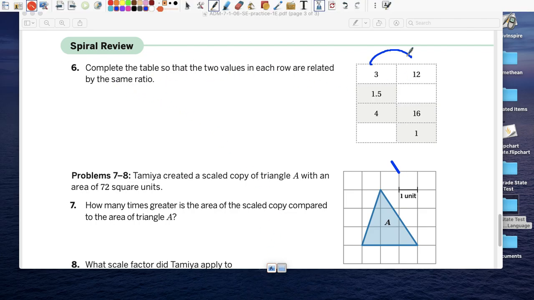Well, how did 3 become 12? What is the scale that they use? Well, times 4. So everything going that way will be times 4. So 3 times 4 is 12. 1.5 times 4 is 6. 4 times 4 is 16. But this one, going the other way, going bigger was times 4, so going this way would be multiplied by the reciprocal of 4, which is 1/4. So 1 times 1/4 is just 1/4.